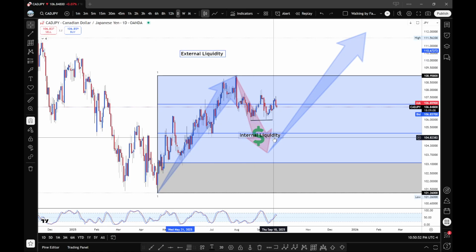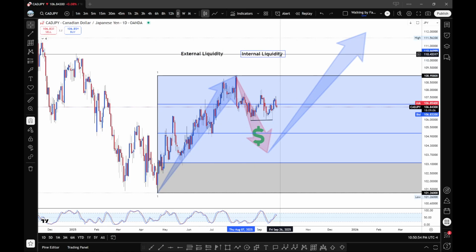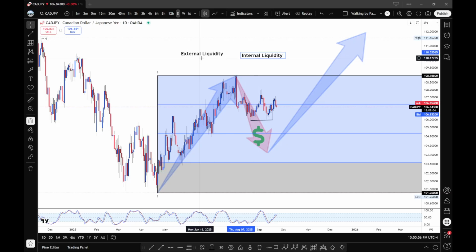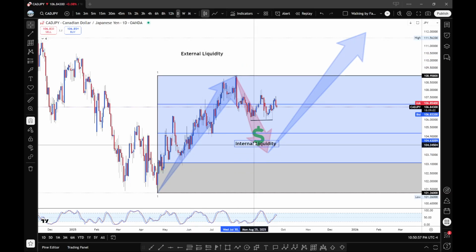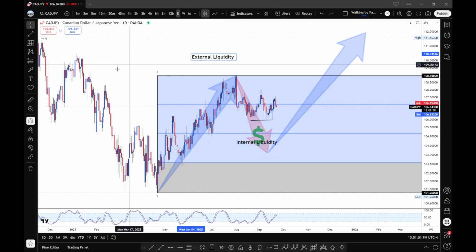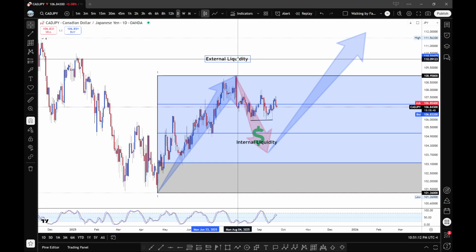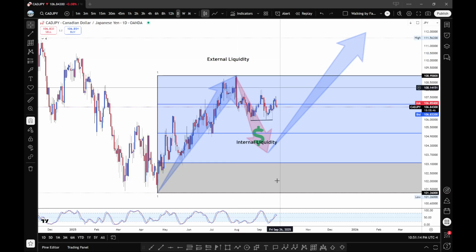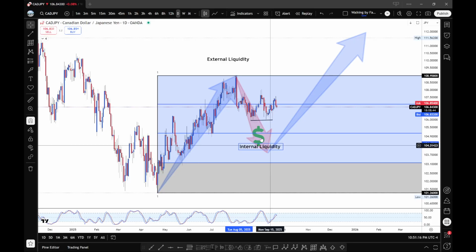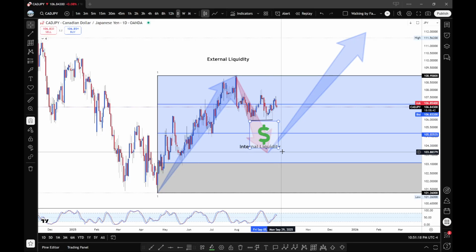The main two is these two guys right here, the external and internal, and then everything else goes inside of it. What type of liquidity are we looking for, or what type of order block are we looking for in the external liquidity areas? So, yeah, that's pretty much it of internal and external liquidity.